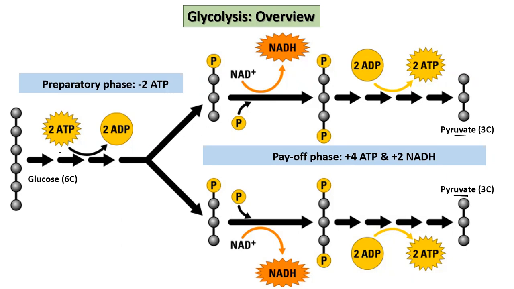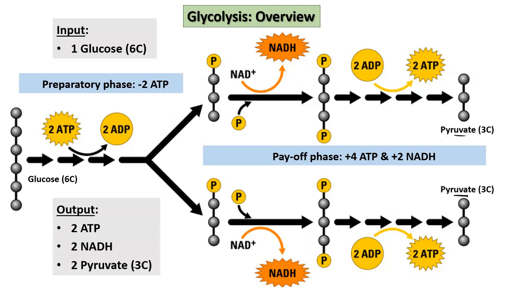Now, we already expended 2 ATPs, and we gained 4 ATPs, so we have a net of 2 ATPs that are gained, plus 2 NADH. Okay, so we have an input of glucose. Our output includes 2 ATPs, 2 NADH, and 2 pyruvate.